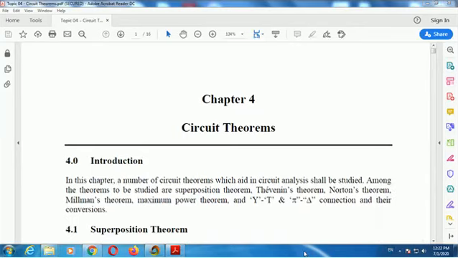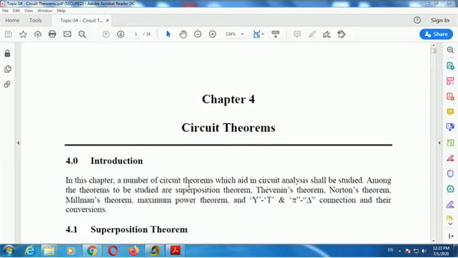Hello everybody. In this topic we study a new concept, circuit theorems. In the past few chapters we have studied Ohm's law, Kirchhoff's current law, Kirchhoff's voltage law, and also branch current analysis, mesh current analysis, and nodal voltage analysis. Now we proceed to more advanced theorems. In this chapter we still focus on DC, direct current.